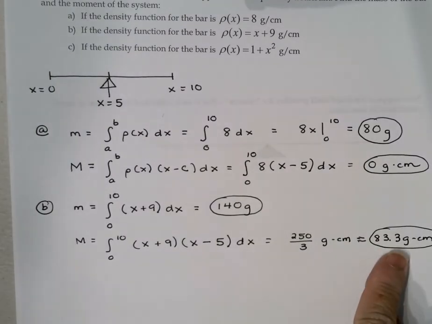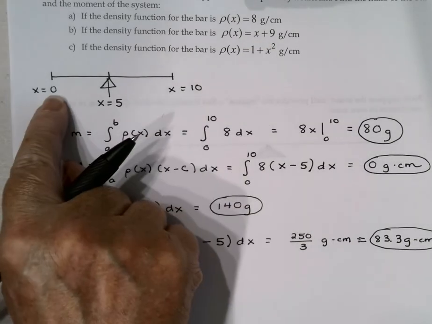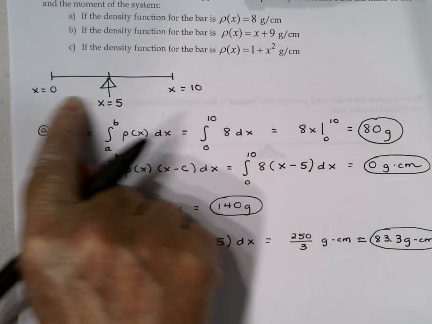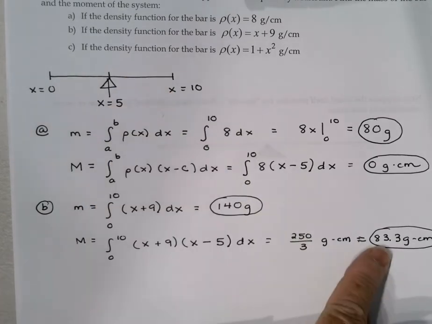Notice I got a positive moment this time, which hopefully makes sense. Since the density function was x plus 9, over here the density is just 9, but over here it's 19. It's heavier on the right-hand side, so it is going to tilt toward the positive side, the right-hand side.